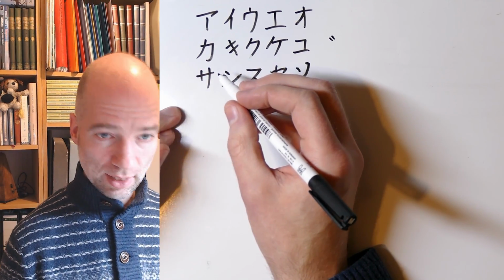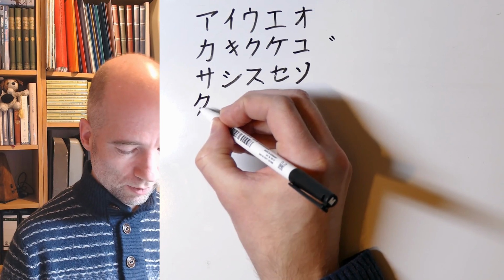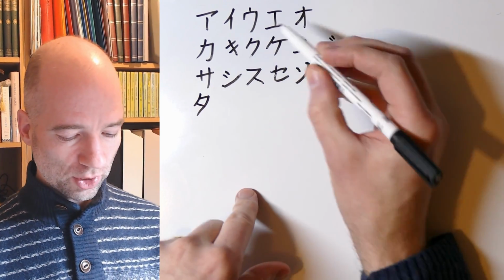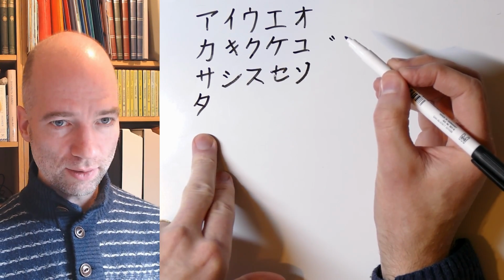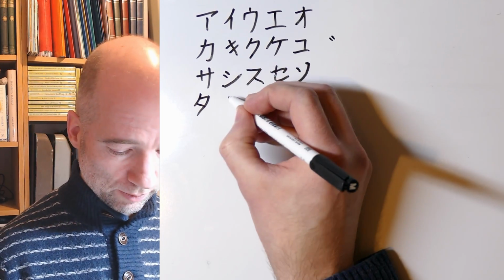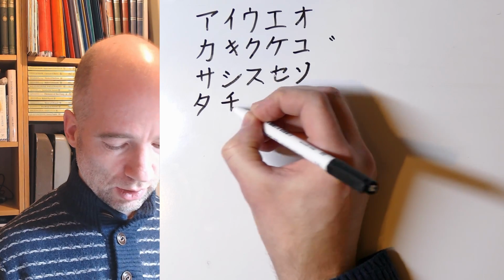Next is the T line. See, that looks very much like ku. That's ta. Chi.